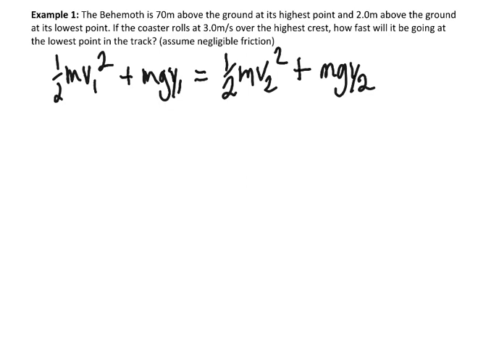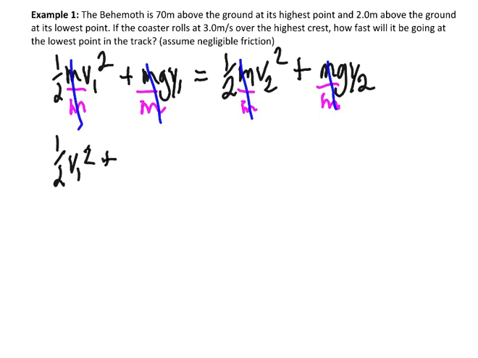so can I even solve this? Yes, you can, because look at this. There happens to be mass in every single term here. If you have mass in every term, you can divide every term by mass. Very handy trick. This only works if I have mass in every term, but that's true in this case. And that means the mass cancels out of every single term. It's all gone. So my equation simplifies to this: a half v1 squared plus g y1 equals a half v2 squared plus g y2.